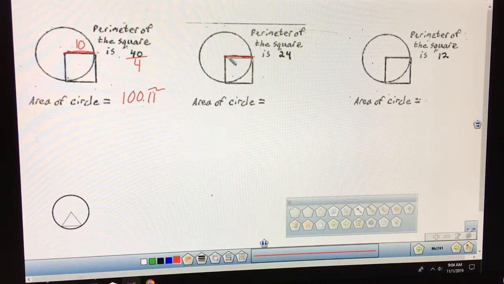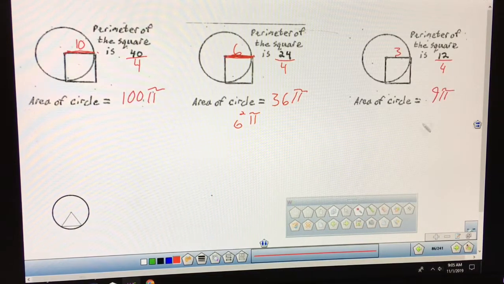So I'm trying to find the radius. That's a key thing on these tests. They want you to discover what the radius is. So I'm going to divide that square. The perimeter of that square is 24. I'm going to divide that by 4. That's going to give me a radius of 6. So it's going to be 6 squared pi, or just 36 pi. Perimeter of the square is 12 divided by 4. That's 3. The area of the circle is going to be 9 pi.